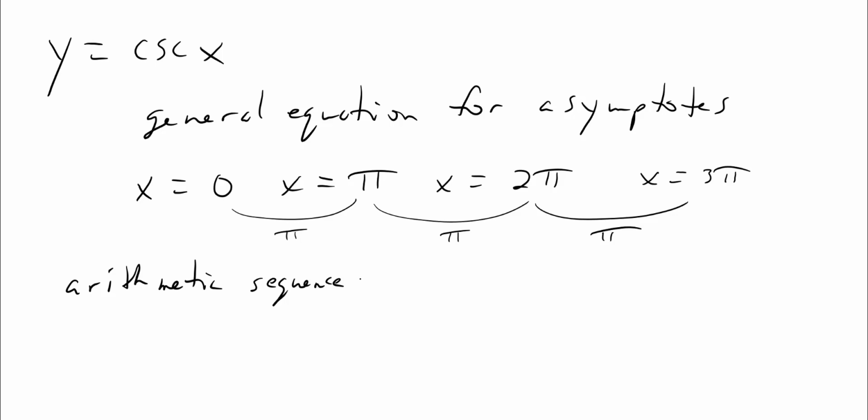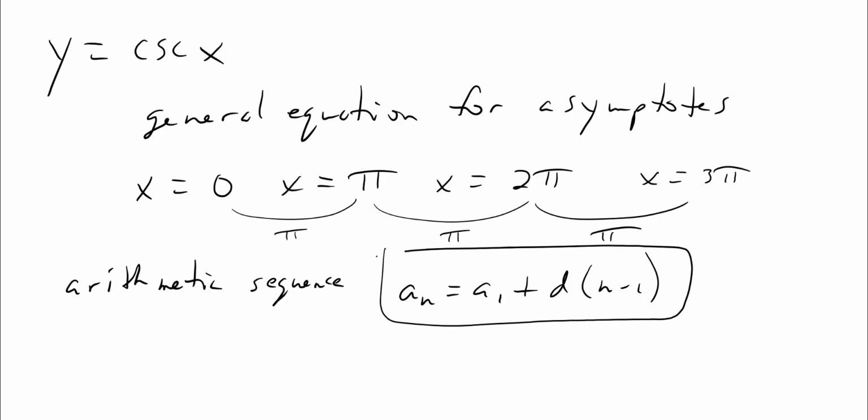So what we're going to do is come up with a general equation using our nice little friendly term, a sub n equals a sub 1 plus d times n minus 1. You guys really should remember that. This is actually a pretty significant equation from last year. Remember, a sub n is your general term. That's what I'm going to solve for. A sub 1 is, of course, your first term. D is your common difference. And you're going to leave n in there because that's the variable.